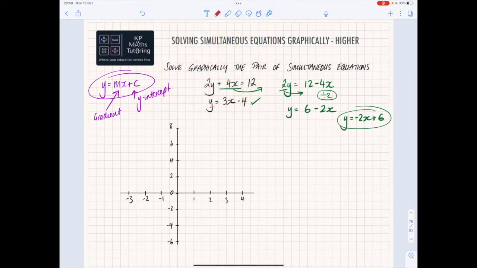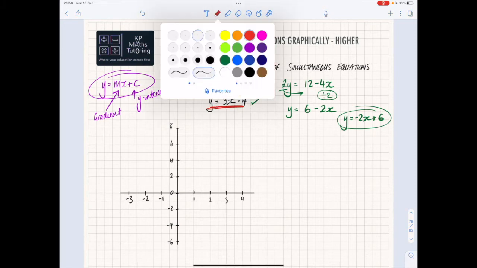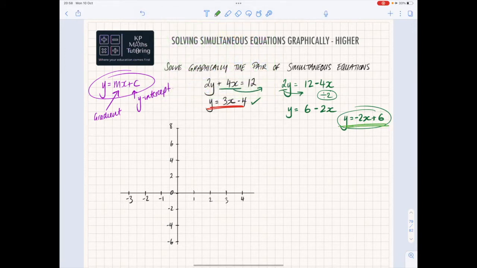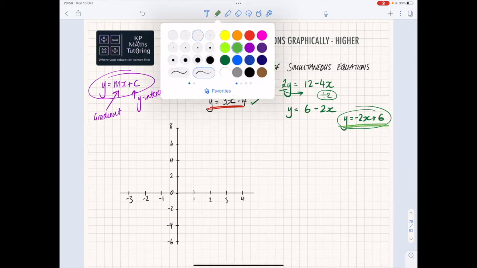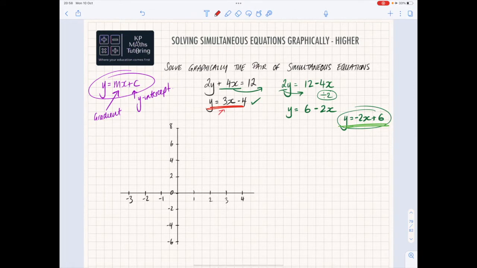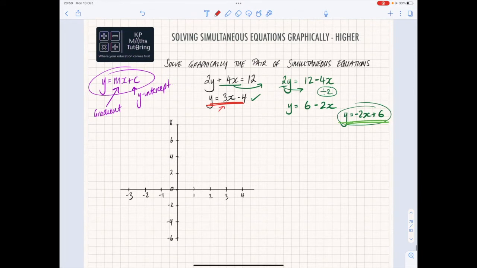I'm going to underline this one in red because I'm going to do that one in red and this one I will do in green. So let's plot both lines first of all. We're going to start with this red line here. The first thing to think about, and this is our shortcut on how to plot, is this part here, your y-intercept. That tells you where it crosses the y-axis, and in this case that is at minus 4, so you put a cross at minus 4.